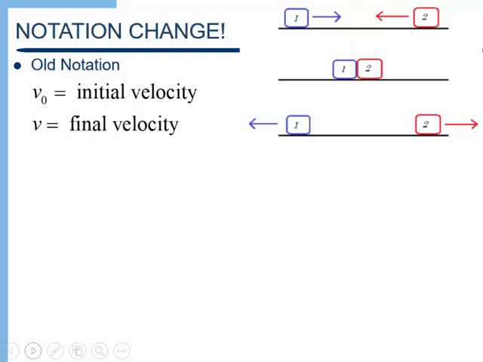We're going to go through a notation change now. Up to this point in the course we've used naught to mean initial and nothing to mean final. So in other words, there's our old notation: v naught equals the initial velocity and v equals the final velocity. At this point, because we're going to have multiple objects moving at multiple different velocities, we're going to change that a little bit.